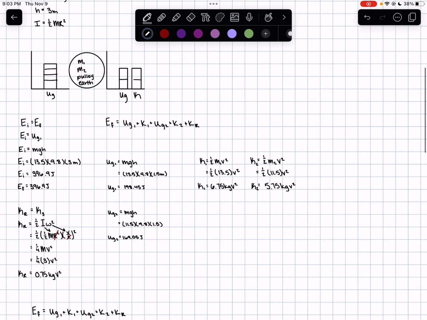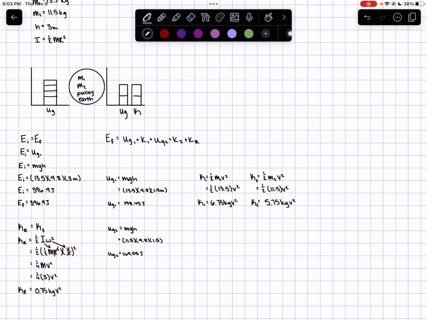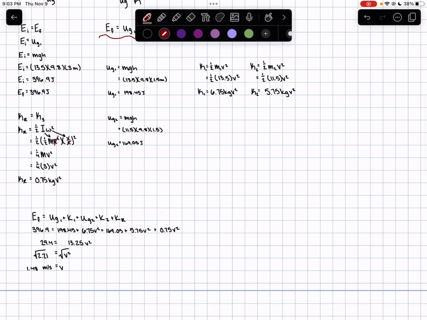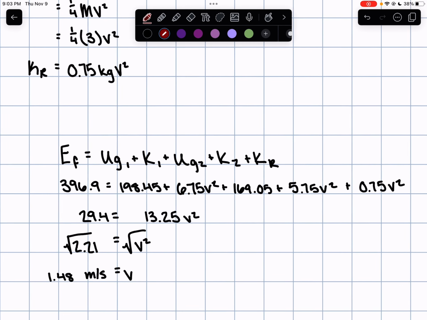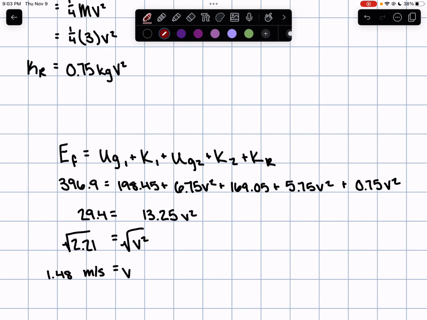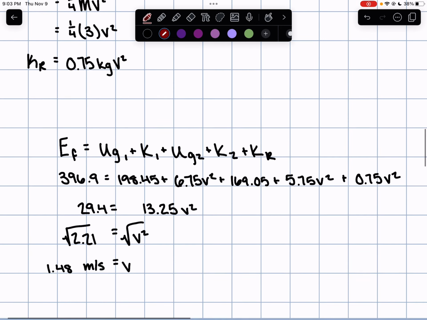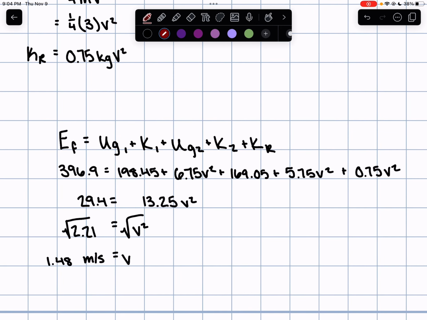Now, we have all of these little parts, but what are we going to do? Well, we're going to plug them in to this big equation that we made up here initially. So, we know energy final is equal to the potential energy 1 plus kinetic energy 1 plus potential energy 2 plus kinetic energy 2 plus rotational kinetic energy. So we solved for all of these. So now from here we can just plug in all of our numbers. We can do the algebra, and then we can get that the velocity is equal to 1.48 meters per second.